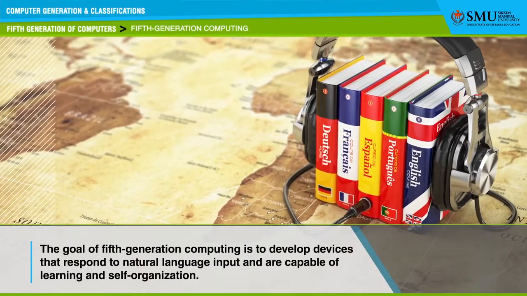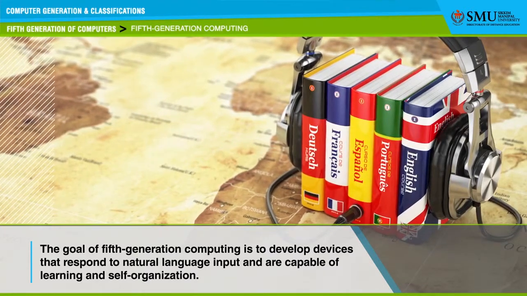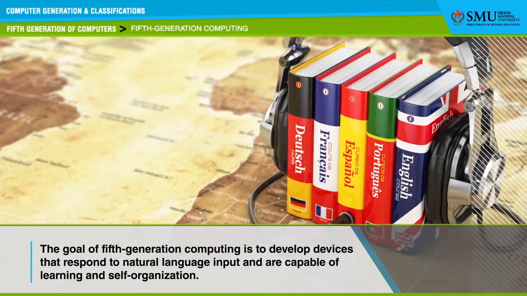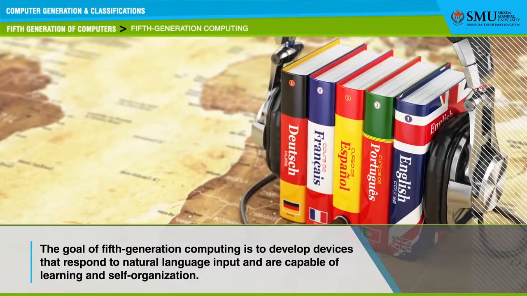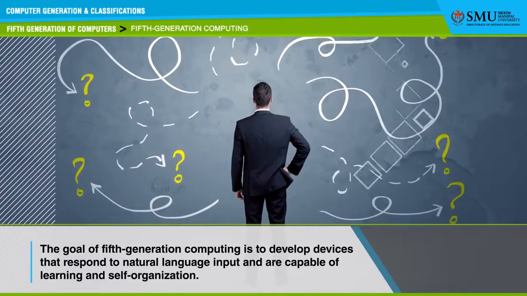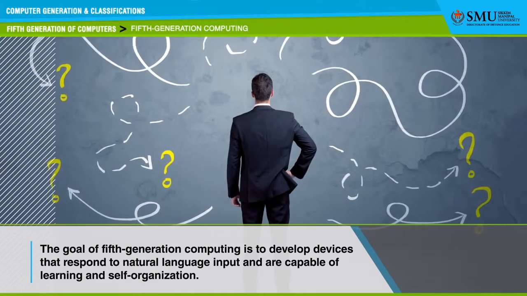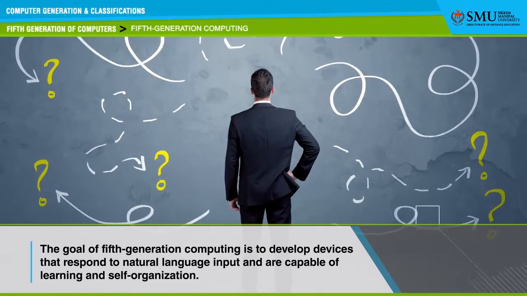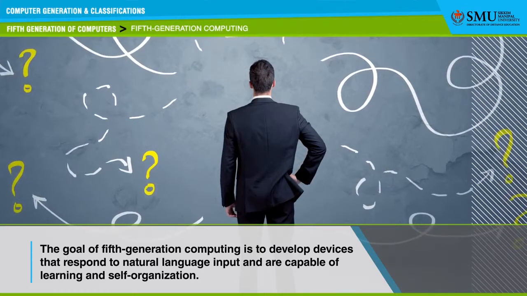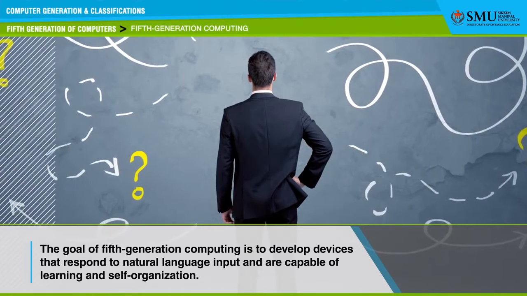The goal of fifth generation computing is to develop devices that respond to natural language input and are capable of learning and self-organization. Here, natural language means a human language such as English, French, and Chinese, and not computer languages such as Fortran, C, or Java. Probably the single most challenging problem in computer science is to develop computers that can understand natural languages. So far, the complete solution to this problem has proved elusive, although a great deal of progress has been made. Fourth generation languages are the programming languages closest to natural languages.